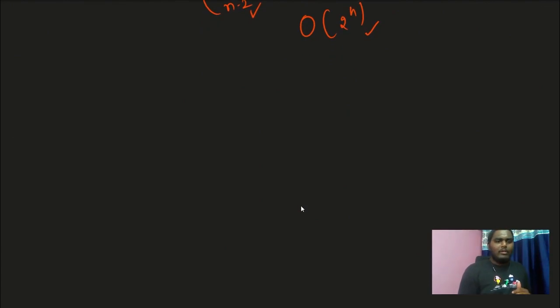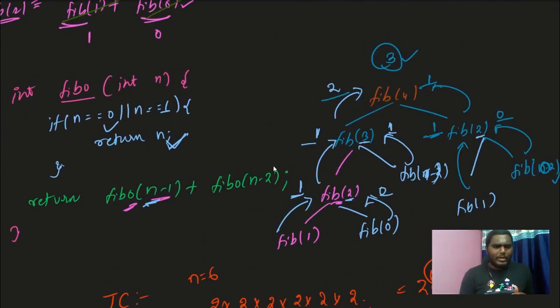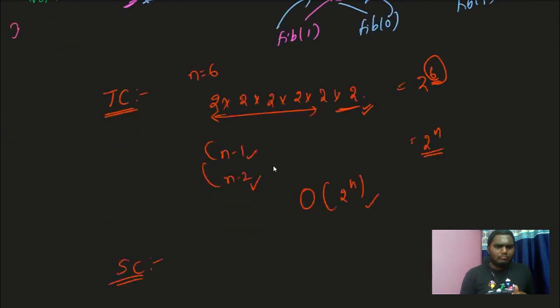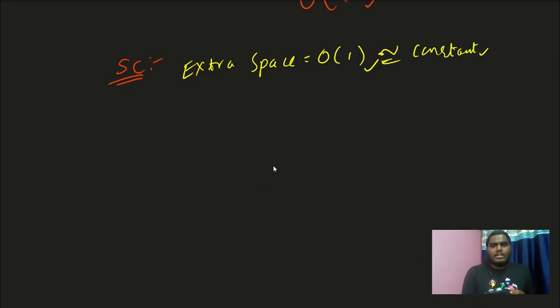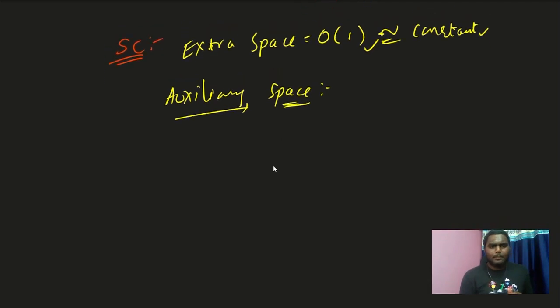Now, what will be our space complexity? Are we using any extra space here? Did we define any space? No, big no. We are not using any extra space, so extra space is constant. Now, there is something like auxiliary space for recursion, right? Auxiliary space for recursion. Tell me.